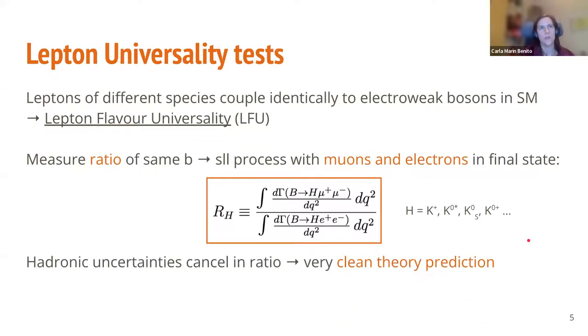Okay, now what are lepton universality tests in detail themselves? So basically, leptons of different species, we expect them to couple identically to the electroweak bosons in the standard model. This is what we call lepton flavour universality. So we want to measure this property. And for this, we basically look at the ratio of the same b to s ll process with muons and electrons in the final state. This is the technical description, if you want, because we measure this actually in a given range of q squared. And the most important thing of this ratio is that it allows to cancel hadronic uncertainties that affect the single decays, but since they enter equally for muons and electrons in this ratio, they cancel out and you get a very clean theory prediction.